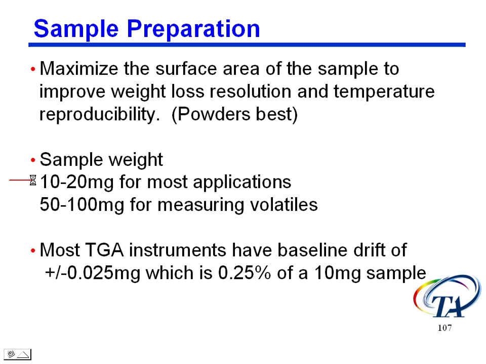Now, most TGA instruments are going to have a drift of about 25 micrograms. And that's going to be about 1/4% of a 10 milligram sample. So that's why you want to look at sample weight. If you look at the drift of your TGA, now how do you do drift of TGA? Run an empty platinum pan, clean, empty, tared platinum pan, and look at the weight signal in micrograms.